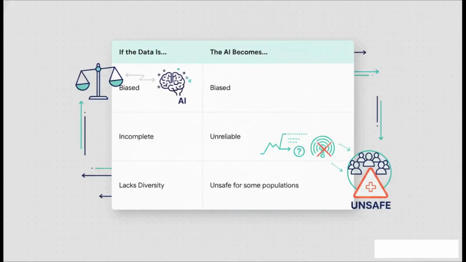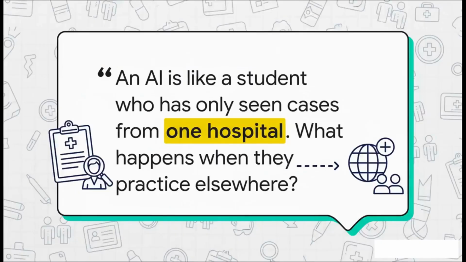You've probably heard the phrase garbage in, garbage out, and nowhere is that more true than here. If your data is biased, your AI will be biased. If your data is missing pieces, your AI is going to be unreliable. And this is a big one, if your data only represents one type of person, that AI could be dangerously wrong for everyone else.